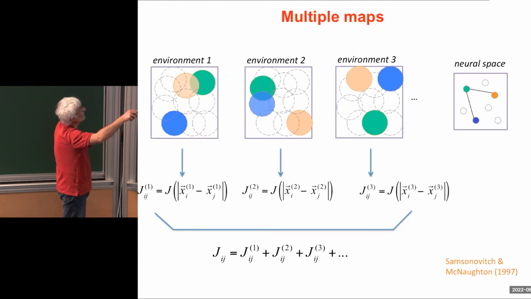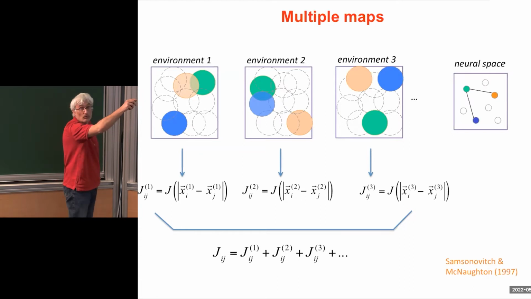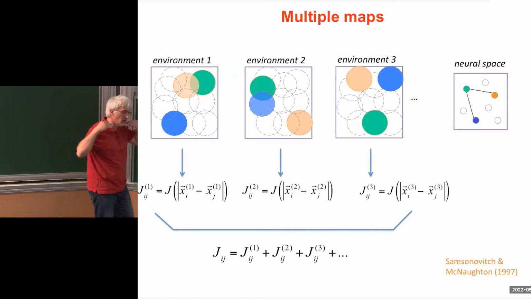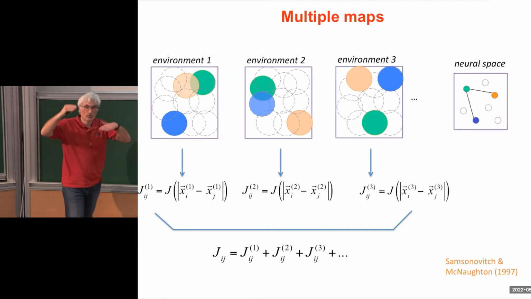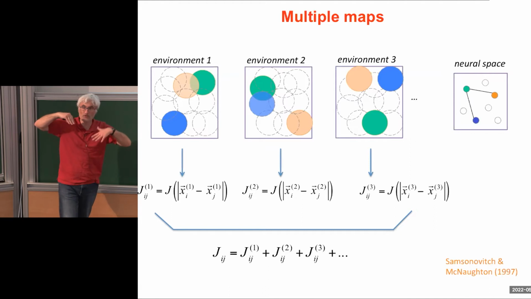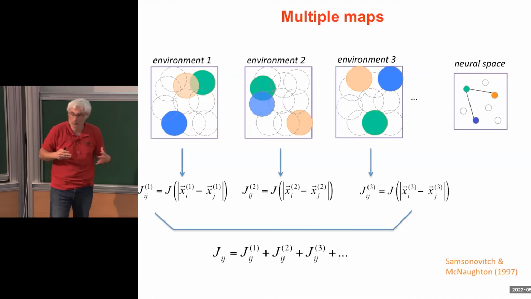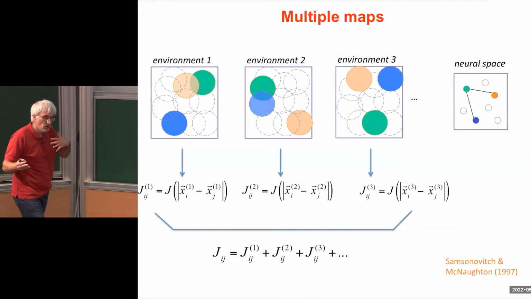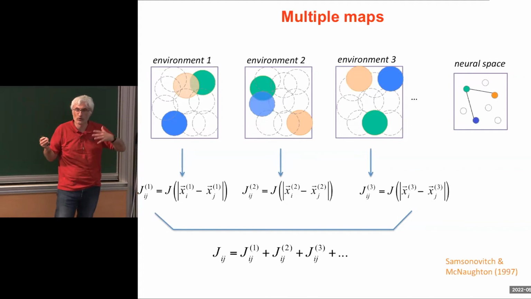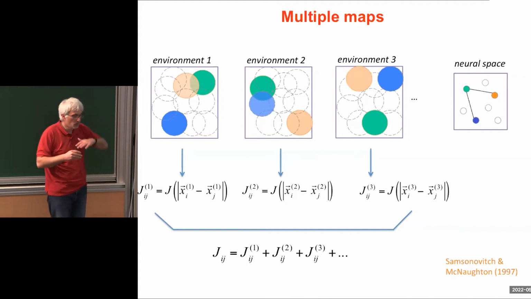Then in the second environment, they might be further from each other or closer to each other, so you get another connection and so on. And then you assume as the animal is learning all these environments, you just add on top of each other all these contributions. Obviously, this is highly simplified, because maybe older environments can be a little bit forgotten and so on, or they have to be reactivated. But we forget about that.